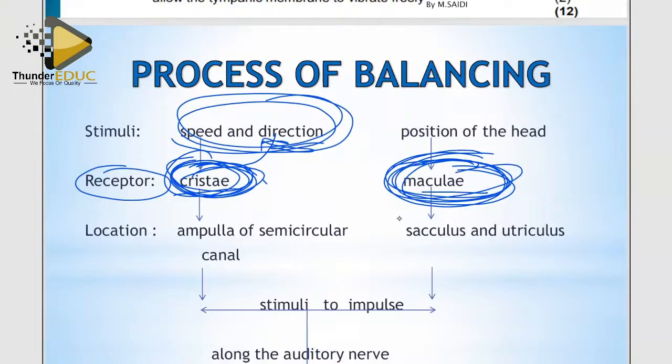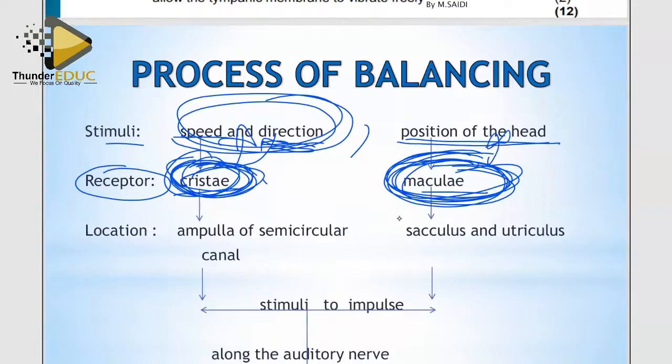Okay. Now let's start again. You have the stimulus: speed and direction. The second one is position of the head. How many receptors? We have two. The first one is cristae, responsible for speed and direction, while the position of the head is maculae.